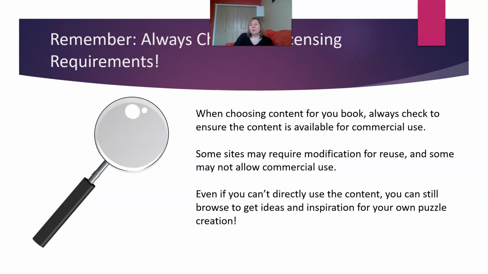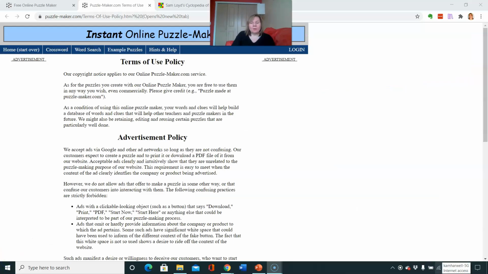So one of the things you want to do is always check the licensing requirements. You want to make sure it's available for commercial use, and sometimes you have to modify it. Sometimes you can just get inspiration for it. So let me just show you a quick example here. So this is the first one I was mentioning, Instant Online Puzzle Maker, puzzlemaker.com. You can see here they allow you to use this any way you wish, even commercially. They ask you to give credit. They don't require you to give credit, but you certainly could, and it is free to use commercially.